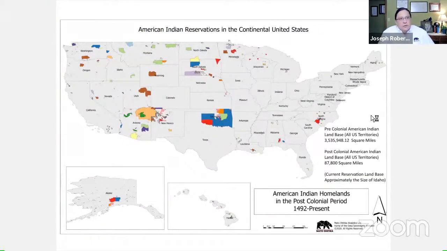Dr. Shanley showed this as part of the land acknowledgement. I think it's a way for us to just remember that the pre-colonial American Indian land base was about 3.5 million square miles. And today, through treaties and through Manifest Destiny, we've got about 87,000 square miles left, about the size of Idaho. And so it's always a good reminder to know that this is indigenous people's homelands that we're on here in the United States.